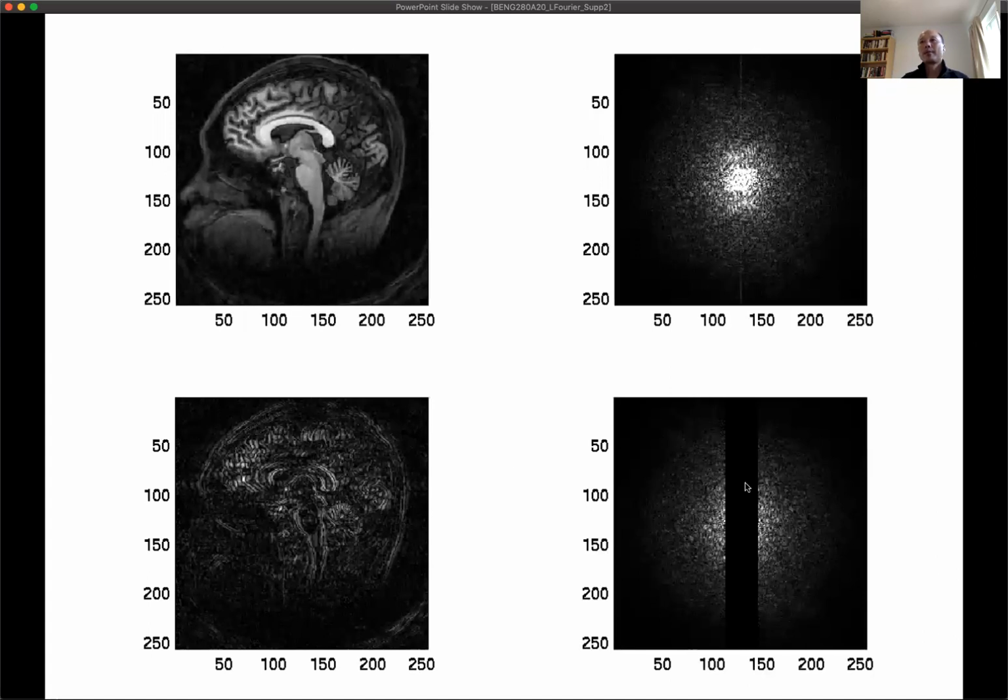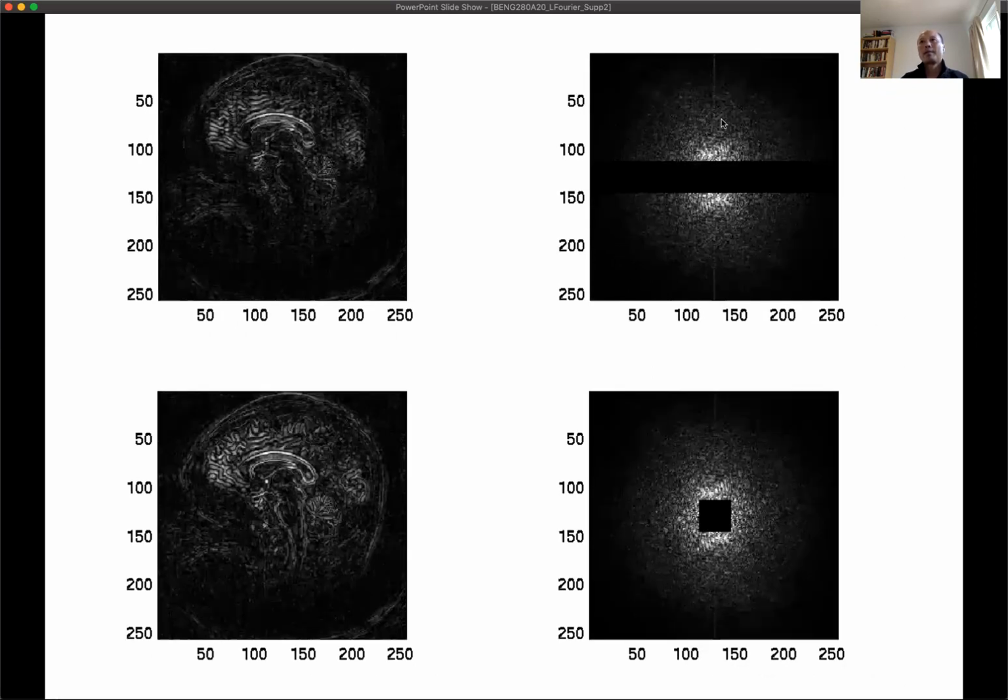I can play a similar game where I zero out the parts and only keep the information about these edges. Remember, these are the edges. These correspond to vertical edges, and you can see here the image now only really has vertical edges. It's lost these horizontal edges. If I keep the information on the horizontal edges, then it preserves that information, but I'm losing the information about these vertical edges. And if I keep all the edge information, then I'm basically ending up with an edge detected version of my image.